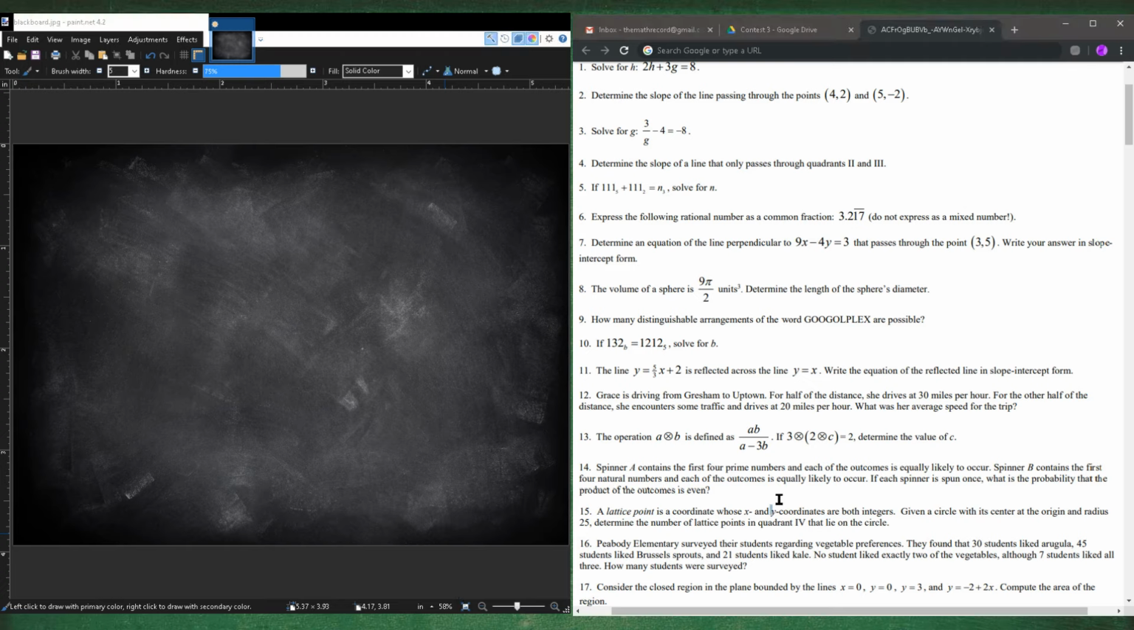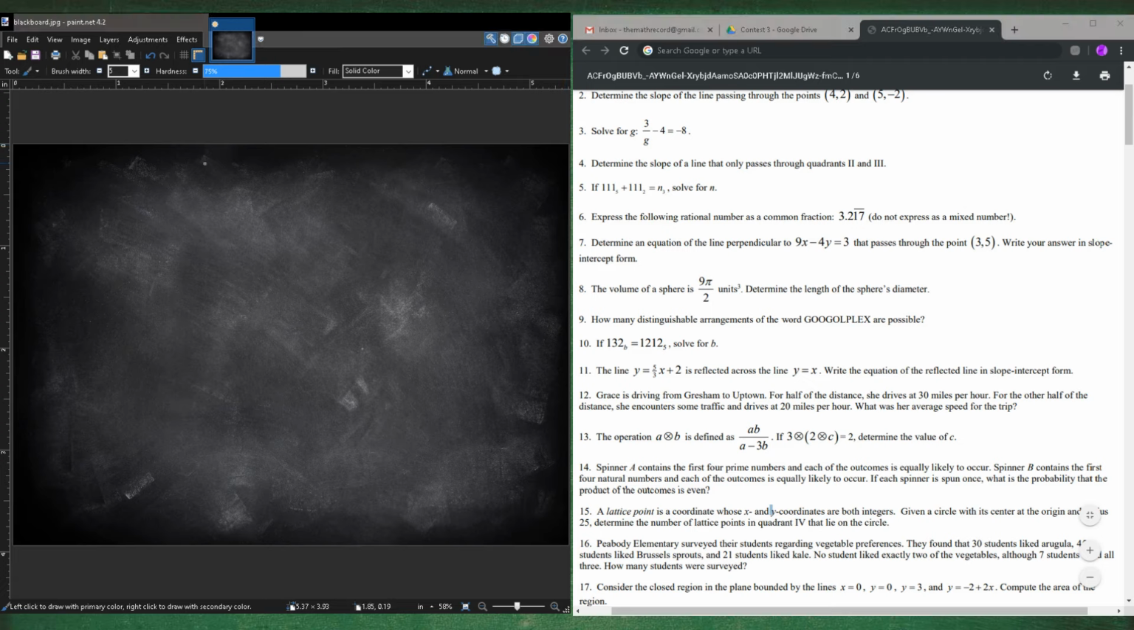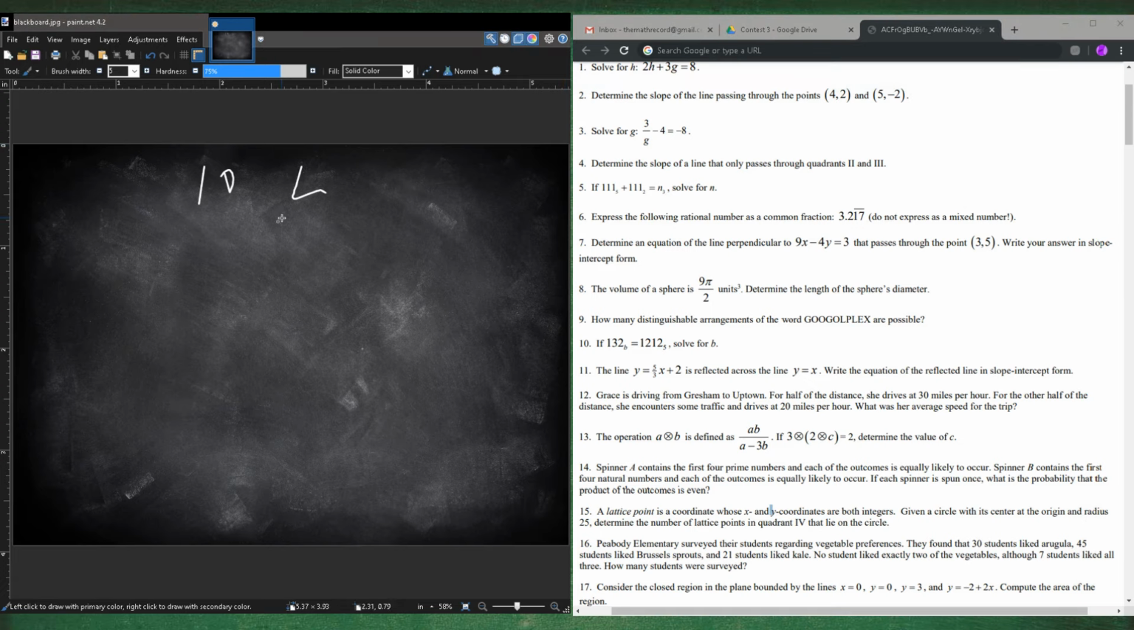Number 9. How many distinguishable arrangements of the word Googleplex are possible? So what you do is you count every single letter. So you have 2, 4, 6, 8, 10. So you have 10 letters. Just remember you have 10 letters, because you want to make sure that you don't write 9 letters down. So G, you have 2 G's. O's, you have 3.